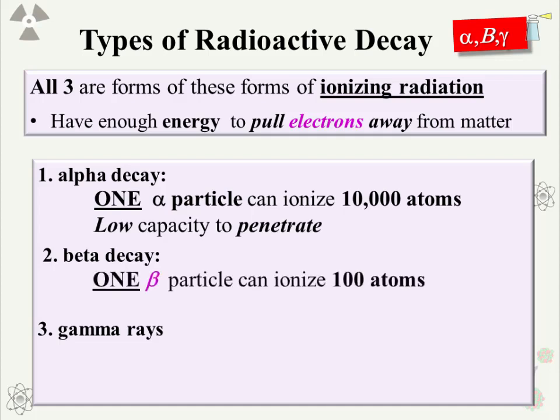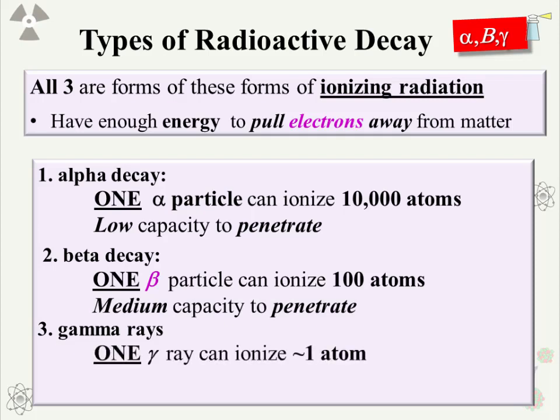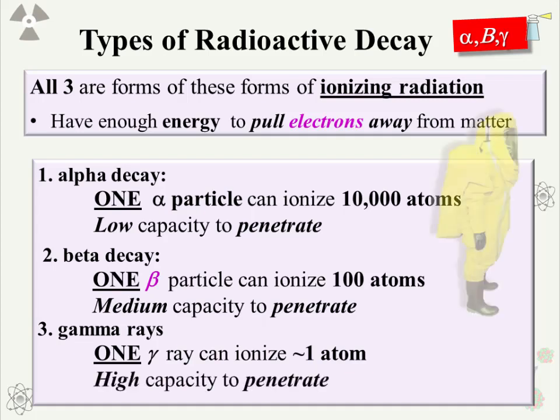For beta decay, one beta particle can ionize 100 atoms. It has a medium capacity to penetrate and a medium capacity to ionize. The gamma ray has a much weaker capacity to form ions. It's about 1 gamma ray to 1 atom. So even though it has a very high capacity to penetrate matter, it can't do very much.